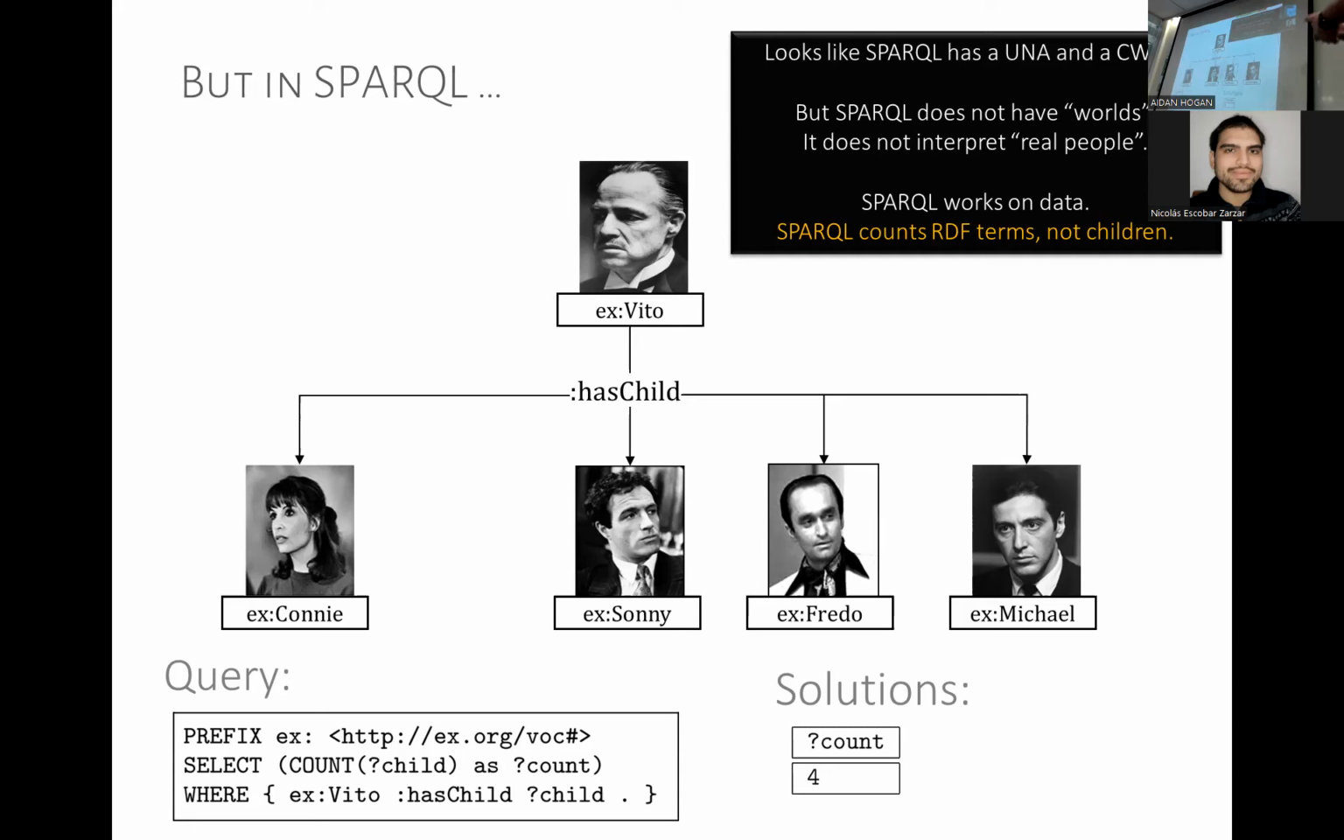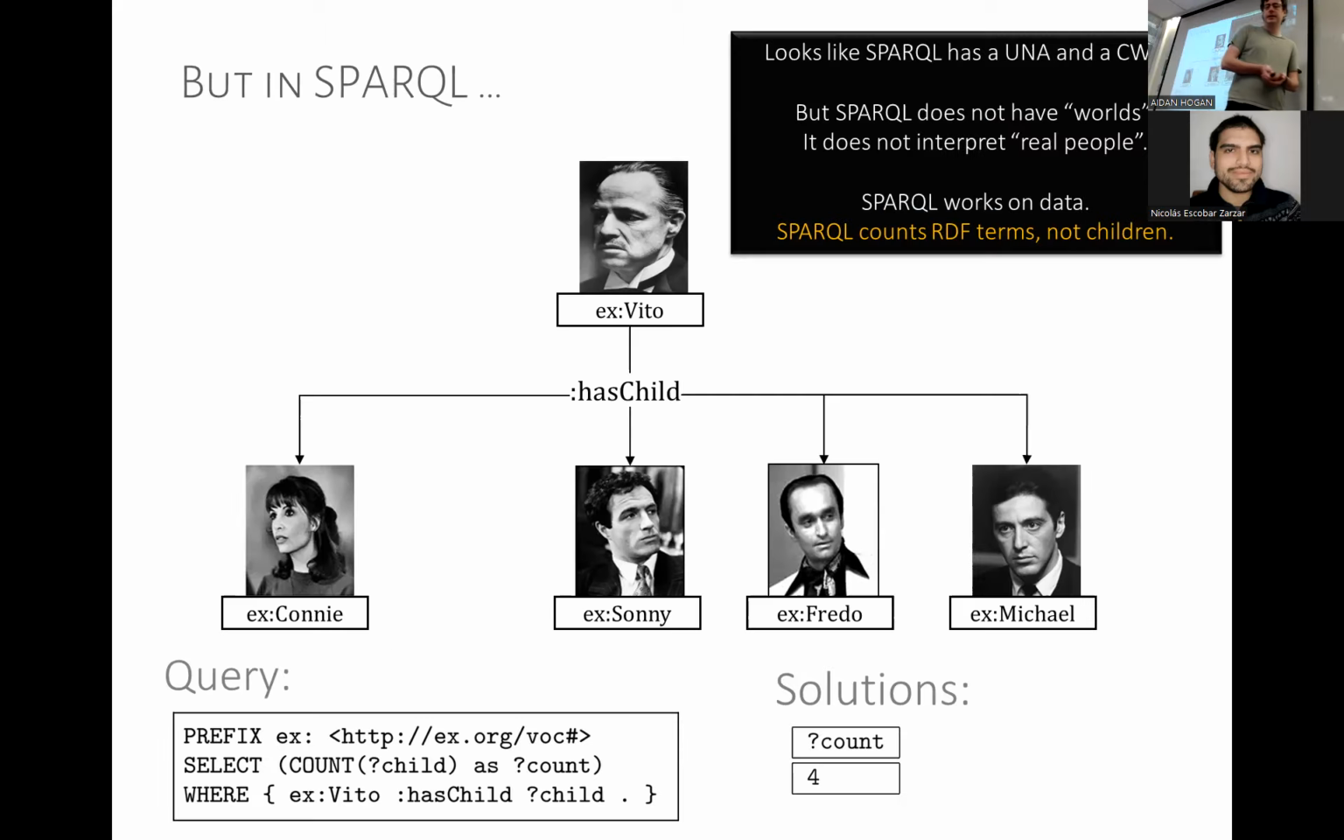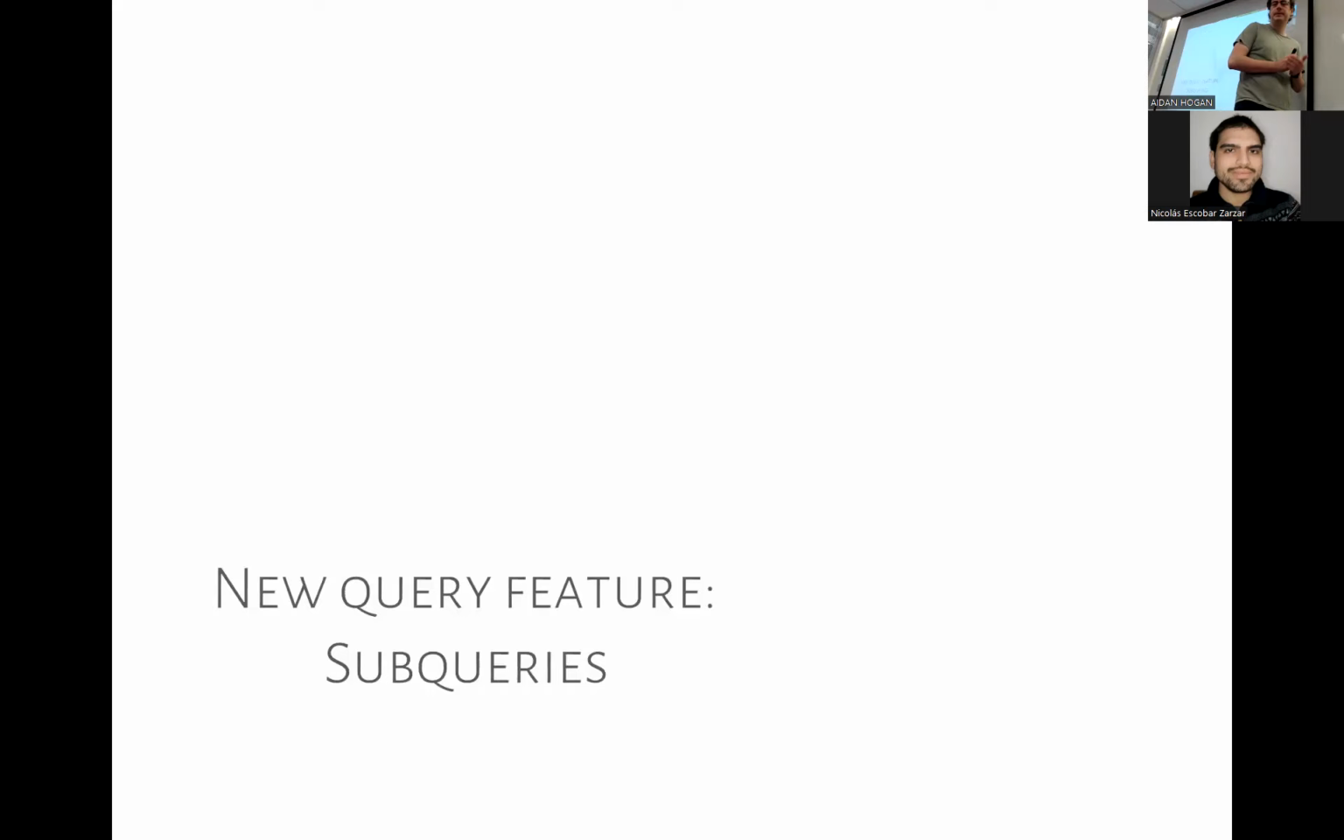It doesn't work on the interpretation, on the idea of how many children does Vito have? It's just saying how many elements are the object of a triple where the subject is Vito and the predicate is has child. In this way, it's compatible, but it's important to understand that. So it's not telling you Vito has 4 children. It's just telling you there's 4 nodes in that position in the graph. Any questions, notes? All good?